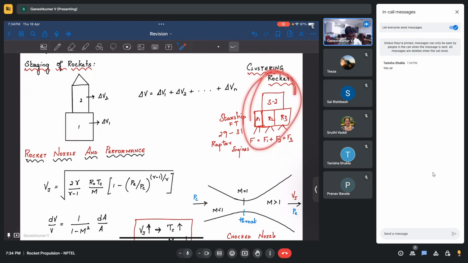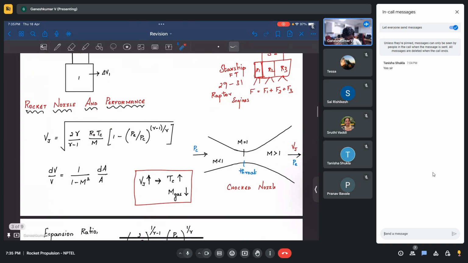But in clustering, what we divide is the thrust. So basically, in the same stage, we will have a number of rockets. If you see the Starship rocket, you will understand there will be a lot of Raptor engines, like 29 to 30 Raptor engines you have. So each and every engine is going to produce thrust, and let's say you need 200 newtons. Each and every engine is going to provide you, collectively, 200 newtons. So that is the difference between staging and clustering. We divide the delta v requirements. Here we divide the thrust between these rockets. Okay, that's a minor comment.